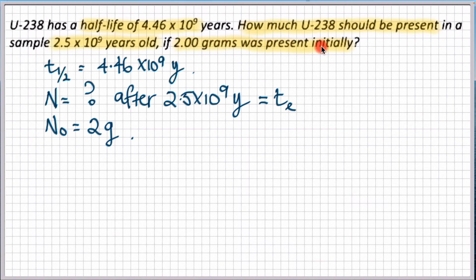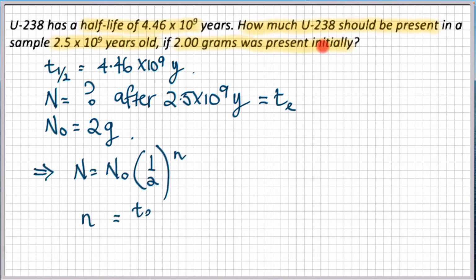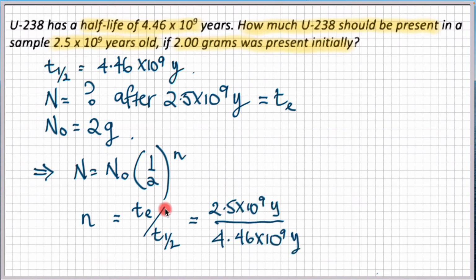We're also given this information that there was 2 grams present initially in this sample, and using our relationships, our equations, we simply put the values into the equations. So the time elapsed is 2.5 by 10 to the 9 years. The half-life of uranium-238 is 4.46 by 10 to the 9, and we solve that and we get n equals 0.56.